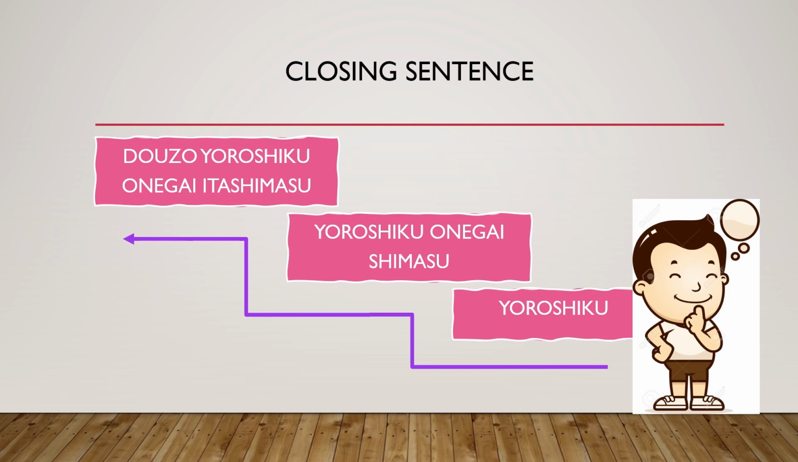Whereas a little bit a step lower, or less formal, is yoroshiku onegaishimasu. And the least formal, that is amongst people of your same age, you can say yoroshiku. Yoroshiku. These words do not just mean, when you're introducing yourself, it was a pleasure meeting you or it was nice meeting you.